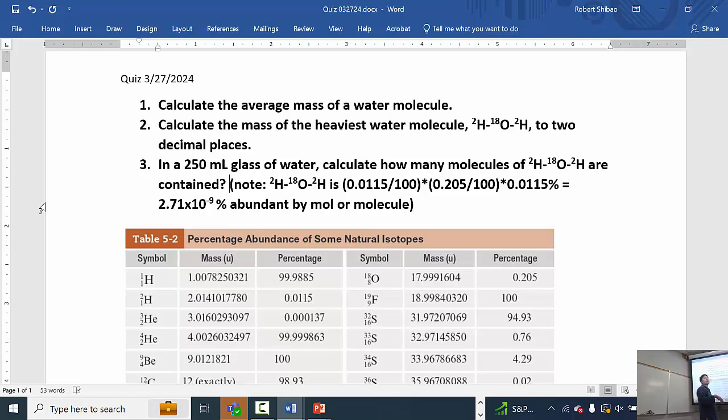So the average mass of the water molecule, can you see the periodic table there? The hydrogen, you might have it memorized. What do you use for hydrogen, the average? 1.01? And then what do you use for oxygen, the average? 16.00. So 1.01 and 16.00 are the average masses for hydrogen and oxygen, respectively.